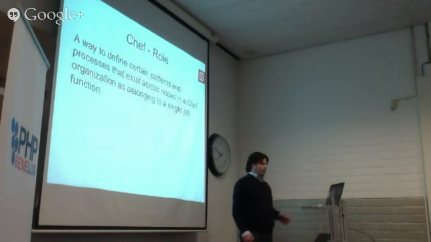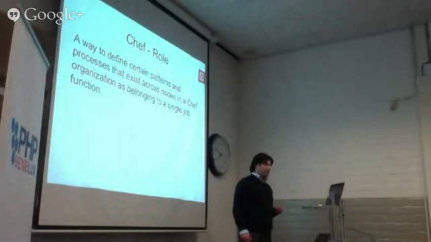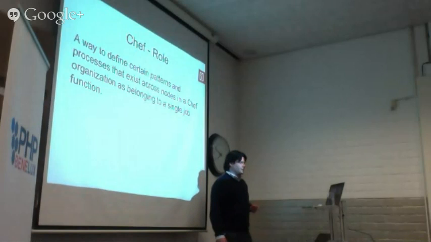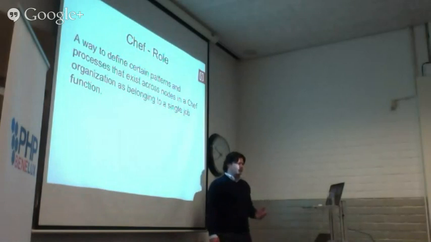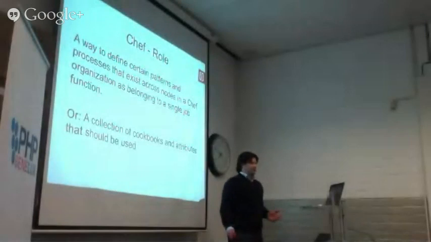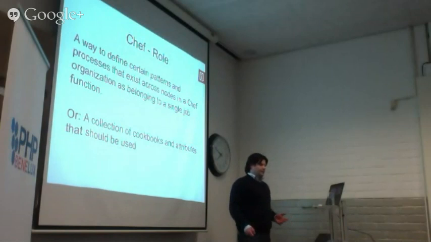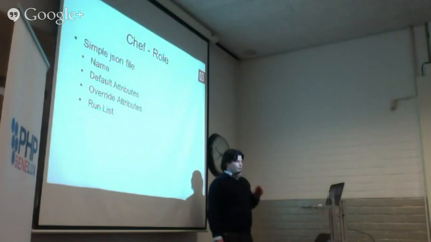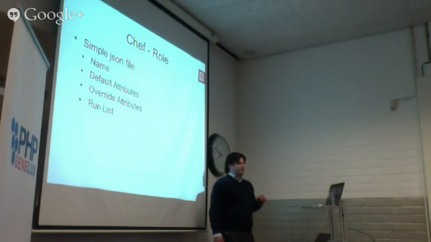So, a chef role. What is a chef role? Again, they've got a really quirky definition. A role is a way to define certain patterns and processes that exist across nodes in a chef organization as belonging to a single job function. As I describe it, this is a collection of cookbooks and attributes that should be used. That's all there is to it. A chef role is nothing more than a plain and simple JSON file. It has some required attributes. It has a lot of attributes you can add or not. But the main parts are you should give it a name.